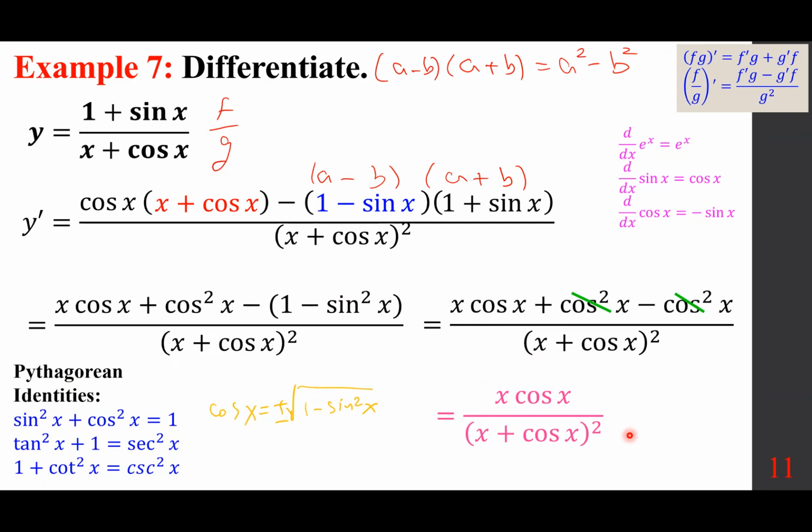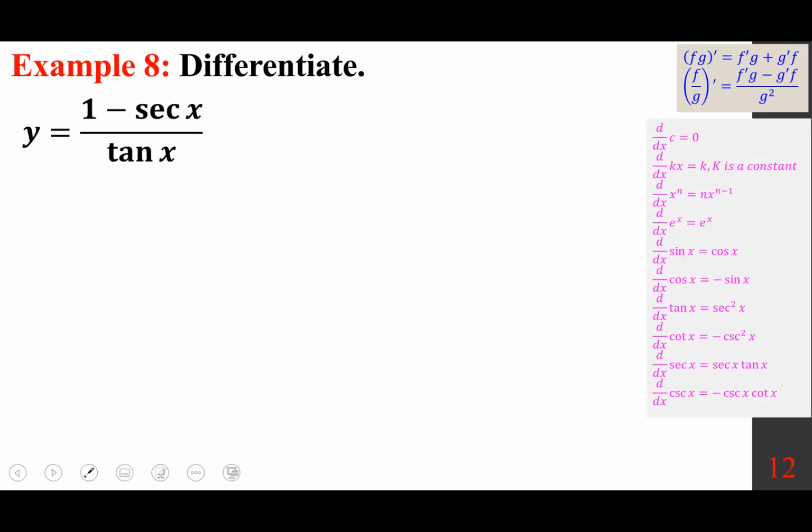All right, we're going to continue. And we are going to differentiate this again using the quotient rule. Let me write f over g, meaning the f function is 1 minus secant x and the g function is tan x.